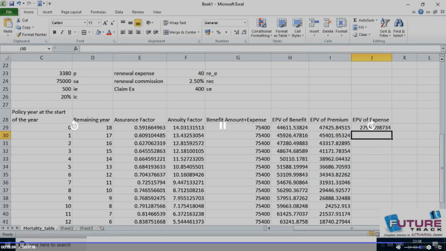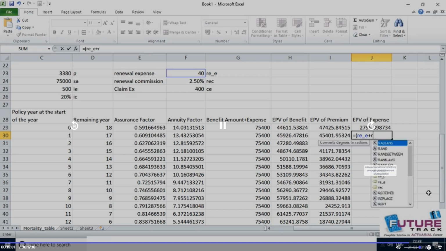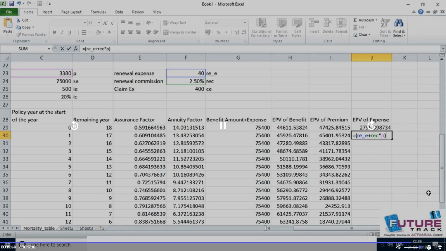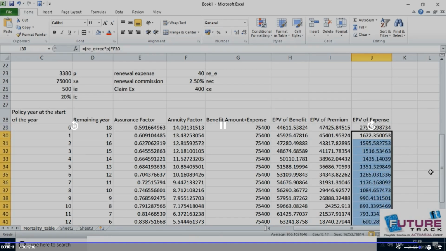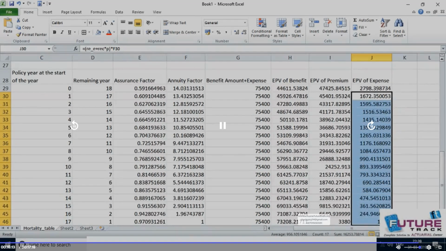But the second year expense, we can't just drag it, because the second year expense is different. In the second year we get only two things. One is my renewal expense plus renewal commission into P, fine, into my A due x n now. We are not subtracting minus 1 here. Here we had subtracted minus 1 also, but here we will not do. So now double click it. So we get for all the 15 years.